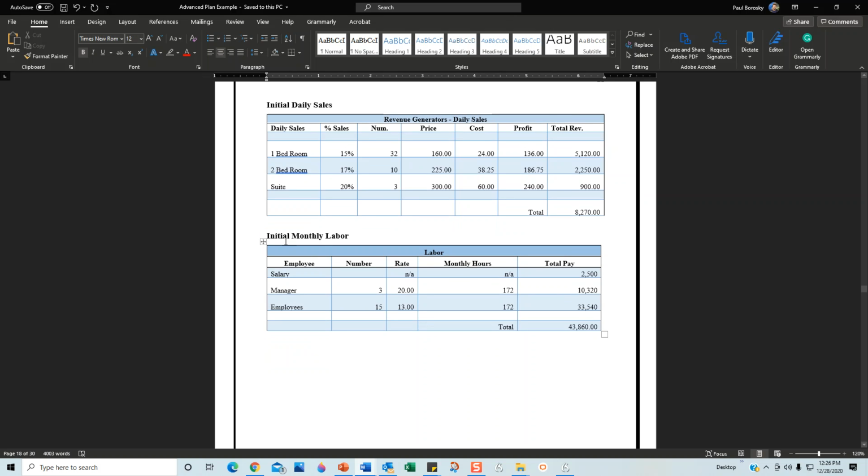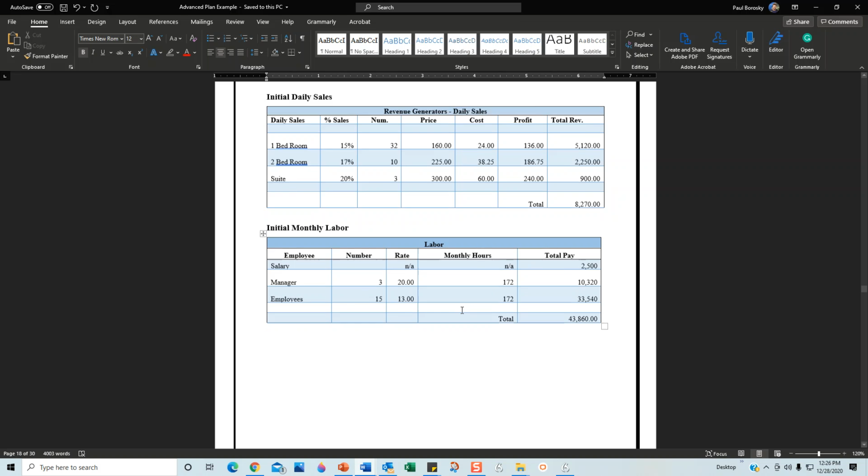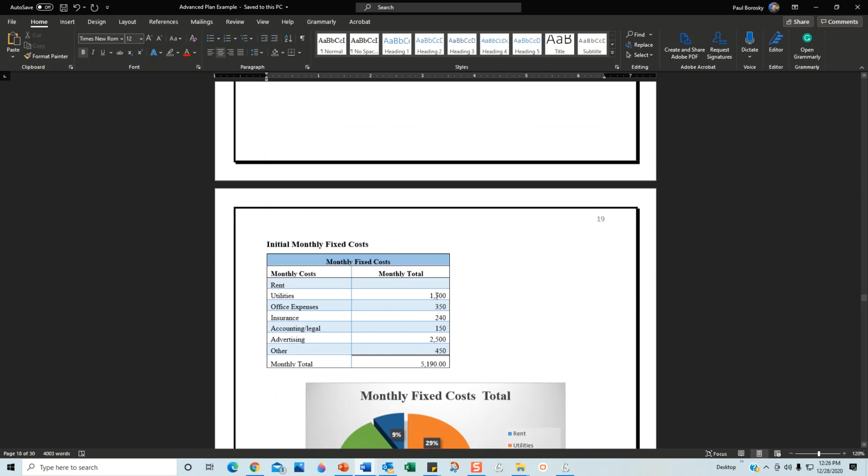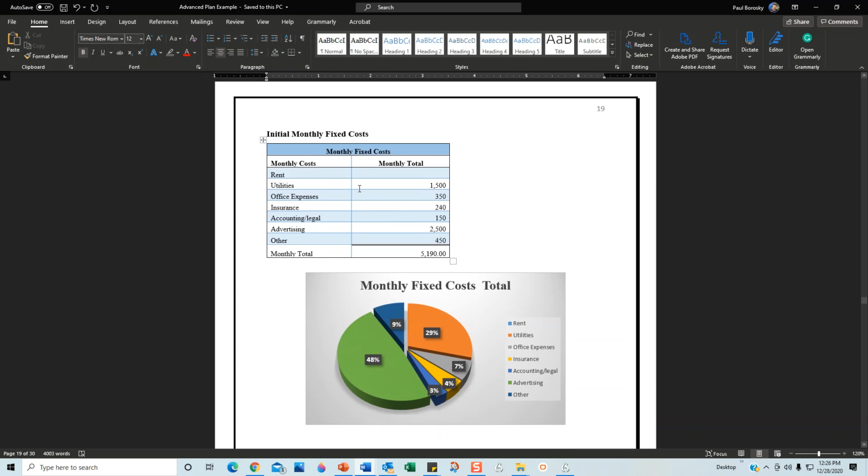The next aspect is I'm going to start talking about some monthly costs. I'm going to start with my monthly labor. I'll identify what the owner's salary is going to be, and then we'll talk about the managers and employees. We'll break that out a little bit, show the number of employees, the rate of pay, the hours, and so on. Once that's done, then we're going to break out the fixed costs, showing what the monthly anticipated costs are going to be from utilities, insurance, advertising, all the way down to the other. The other is my favorite.